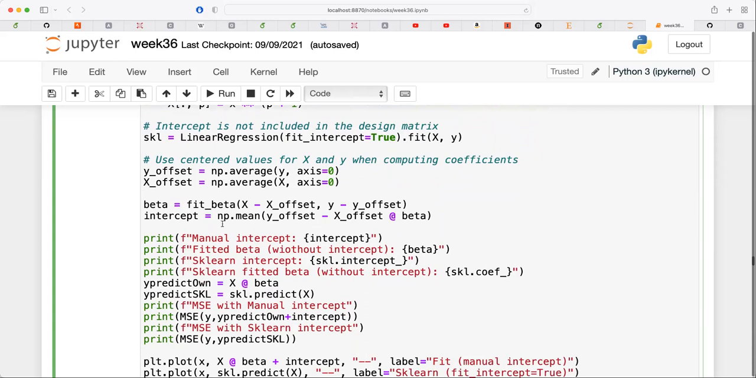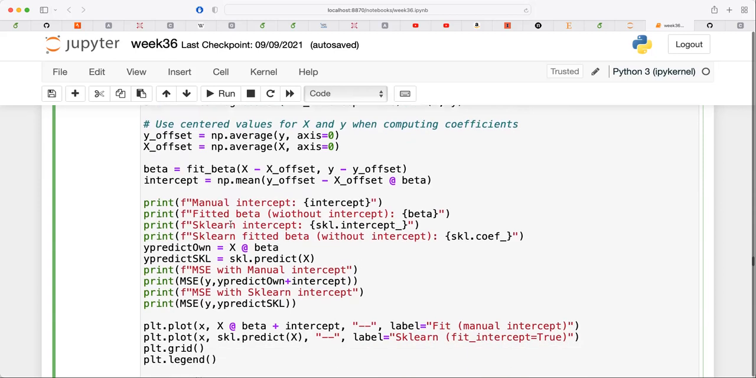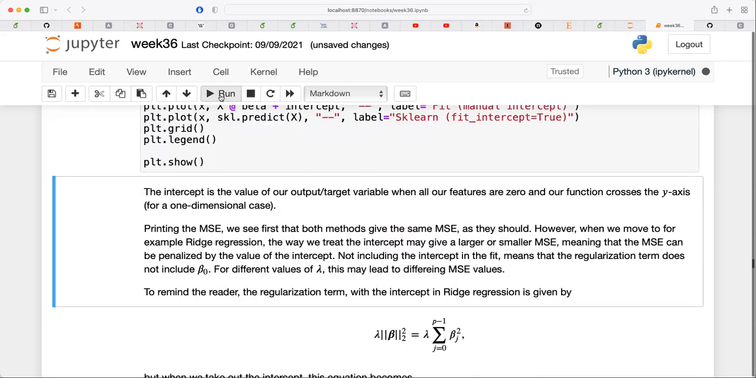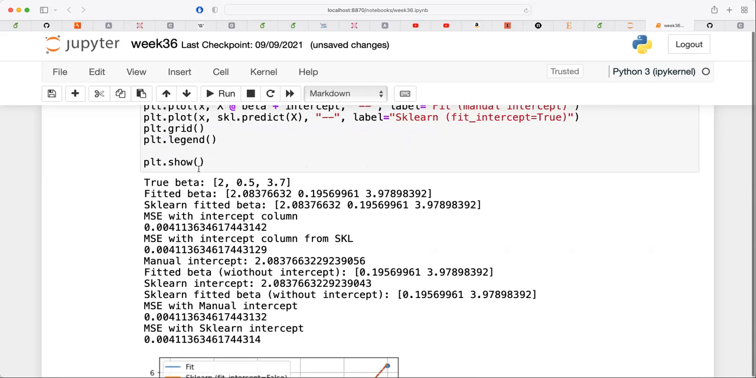And then the intercept is something which I then can reconstruct with those formulas which I showed you in the slides here before we started to look at the program. So I invite you to take a look at the equations. It's not that difficult. And then what we do then is that we simply perform a fit here. And you can see now that the true beta values are this. This is my fitted beta. And this is what scikit-learn does when I have the intercept.